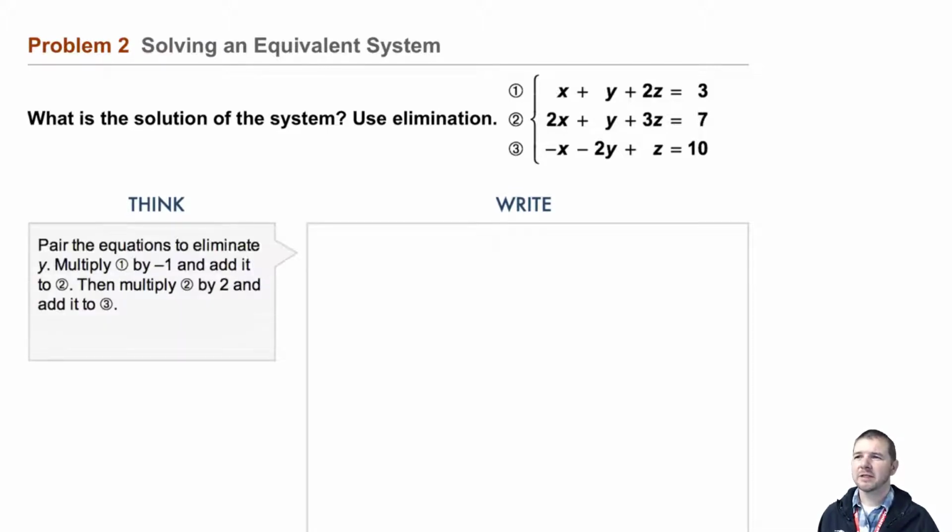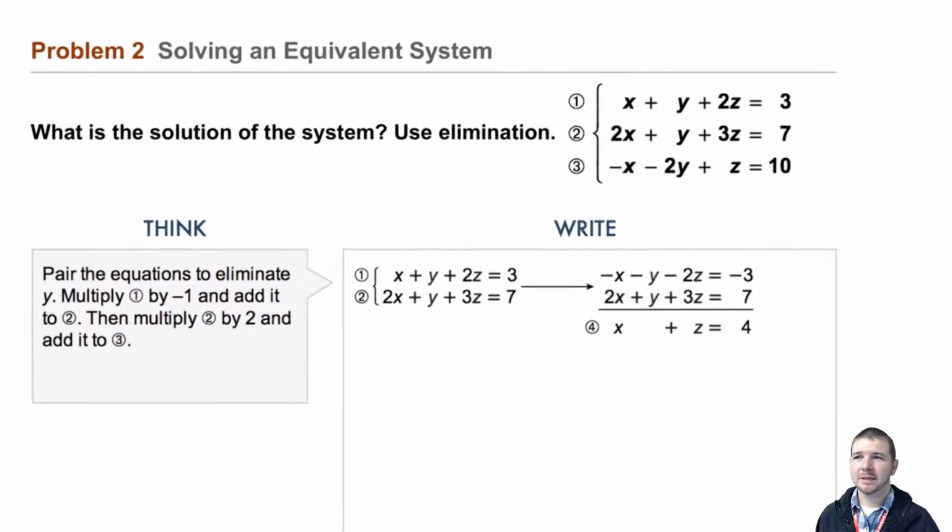First think, pair the equations to eliminate y. Multiply equation 1 by -1 and add it to equation 2. Then multiply equation 2 by 2 and add it to 3. As you do that process here on the right, equation 1 times -1 becomes -x minus y minus 2z equals -3, and equation 2, written below it, 2x plus y plus 3z equals 7. Adding these two equations eliminates y and gives us an equation with just x and z remaining. That is marked here equation 4, x plus z equals 4.